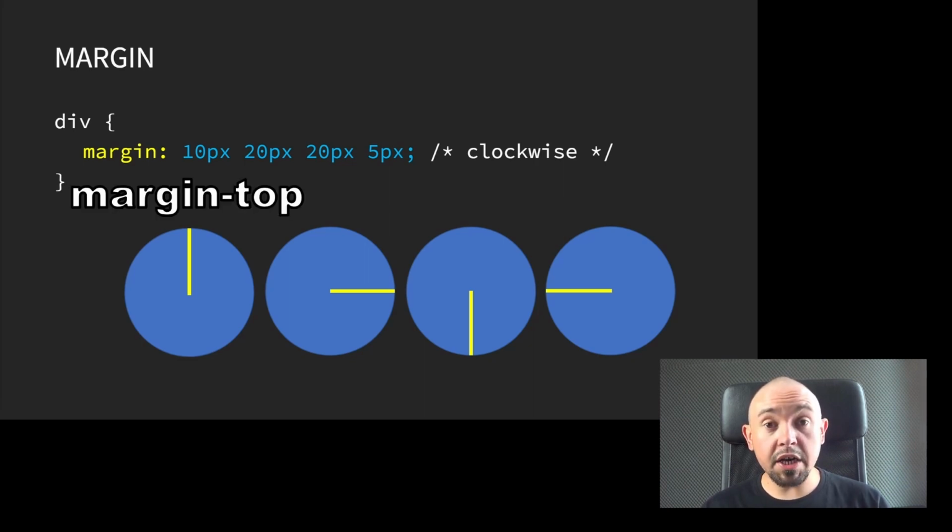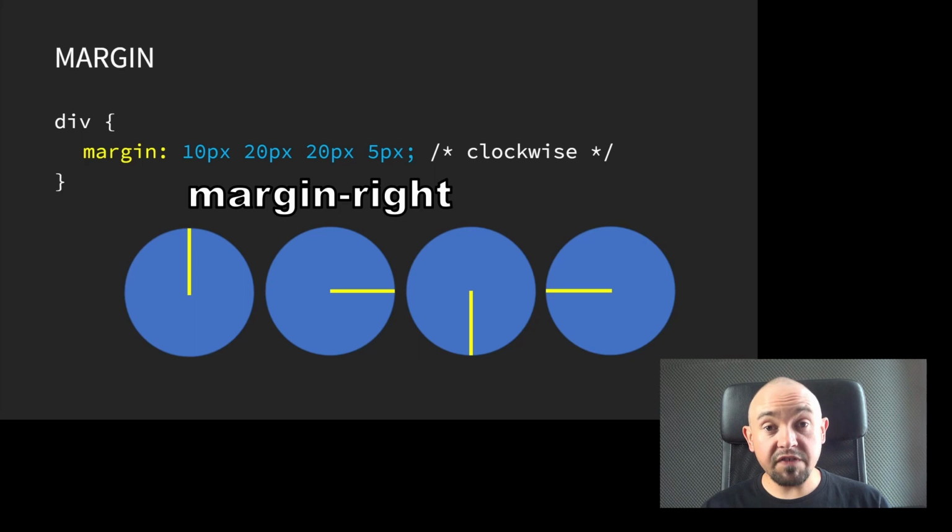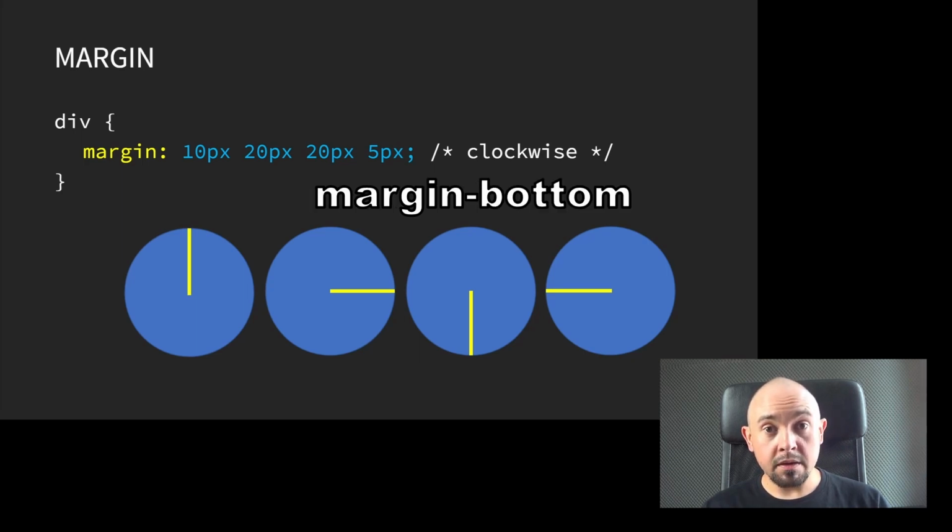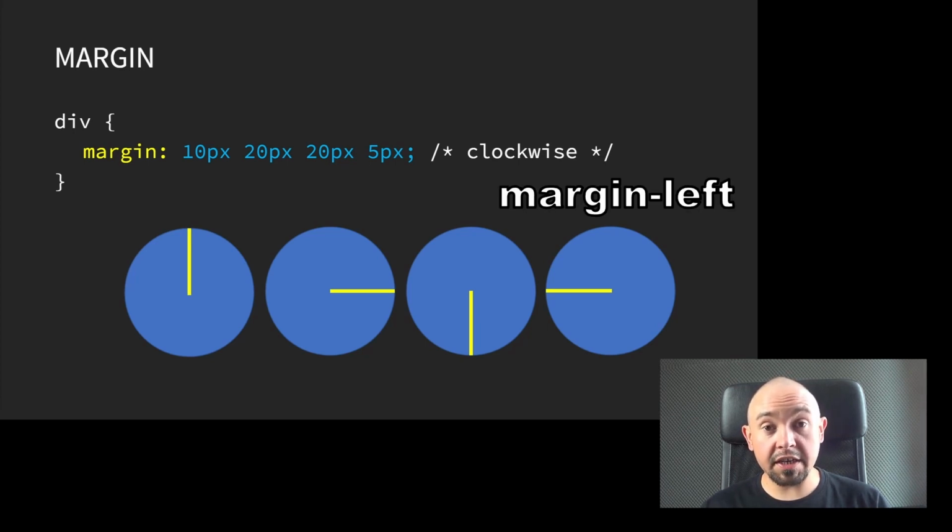The first value in the margin property always means 12 o'clock, which is margin top. The second value applies to the 3 o'clock, which is margin right. The third value is 6 o'clock, so it's margin bottom. And the last value is 9 o'clock, which is margin left.